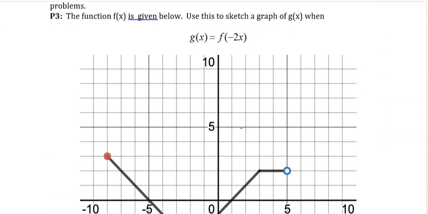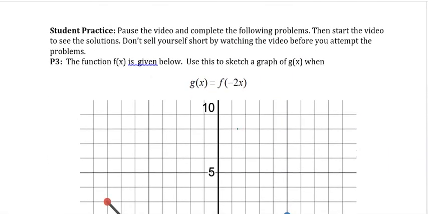All right, so you need to shut the video off in a moment and try these problems. All right, shut it off. Come back when you're ready.